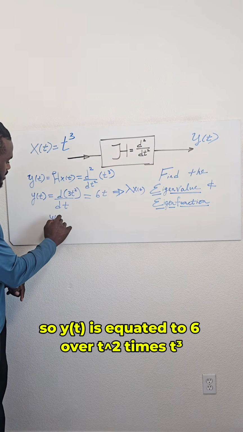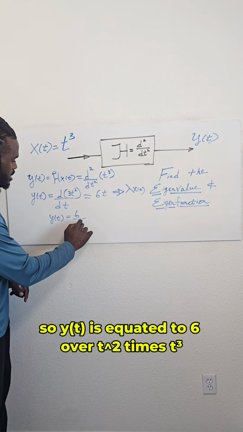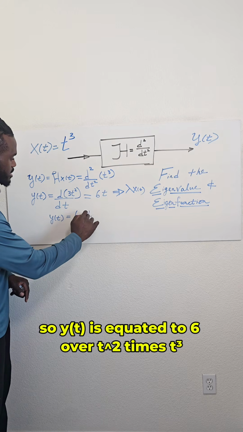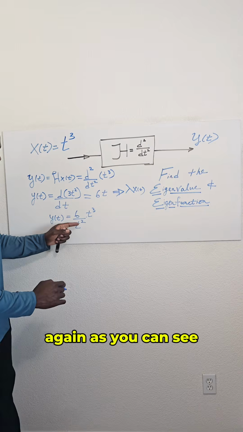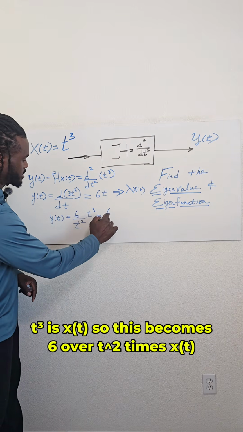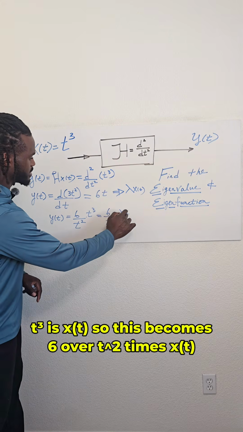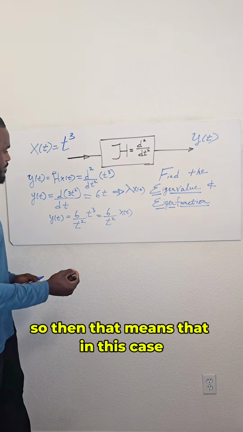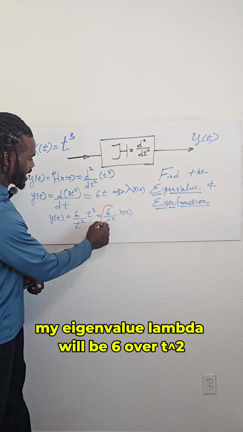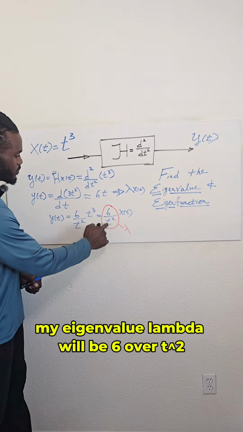So y of t is equal to 6 over t squared times t cubed. Again, as you can see, t cubed is x of t, so this becomes 6 over t squared times x of t. So then that means that in this case, my eigenvalue lambda will be 6 over t squared.